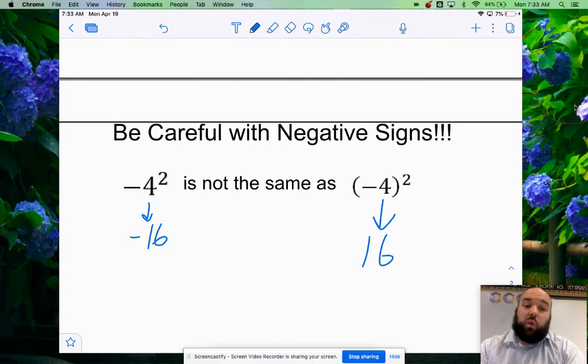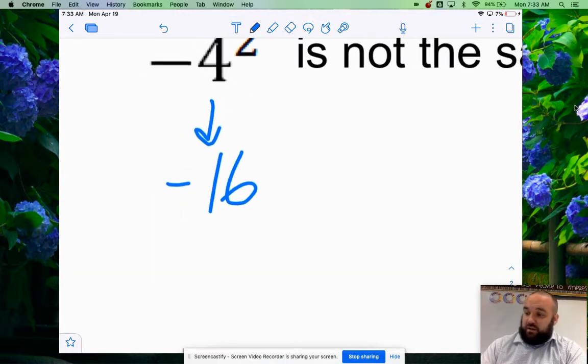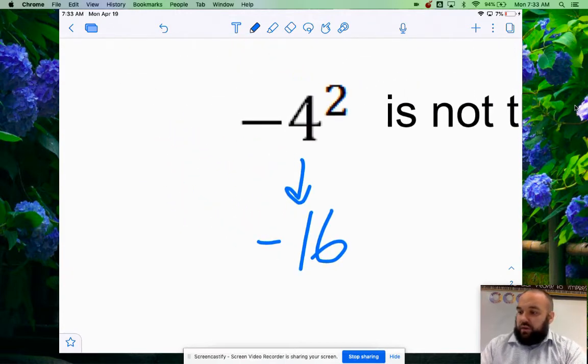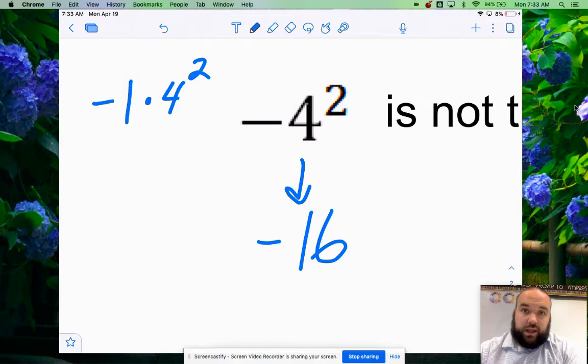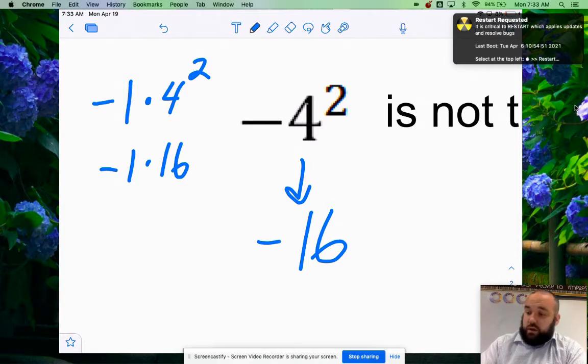But if you put -4 in parentheses and then put the second power, this is going to give you +16. Okay? And the reason why is because here you are saying, I want the negative version of 4 squared. Really what's happening here is that you are saying -1 times 4 to the second power. And with PEMDAS, we know that exponents occur before multiplication. So 4 to the second power is 16, so this becomes -1 times 16, the negative version of 4 squared.